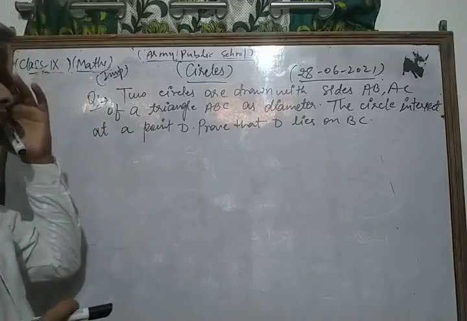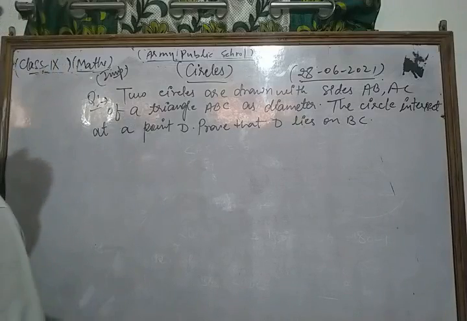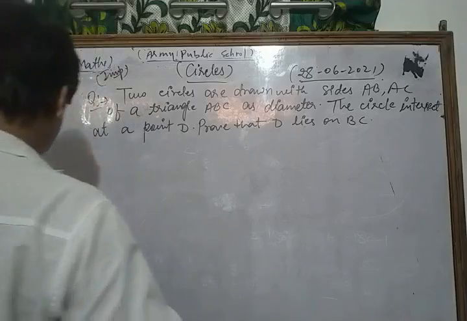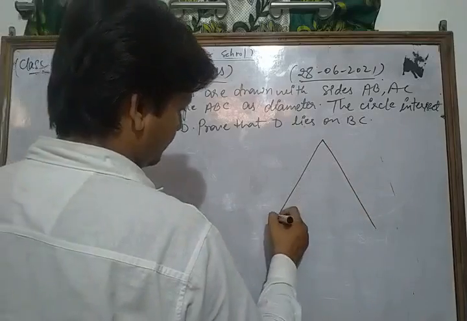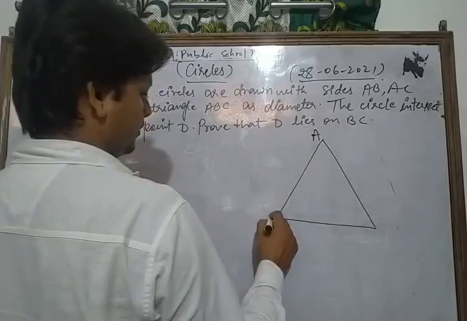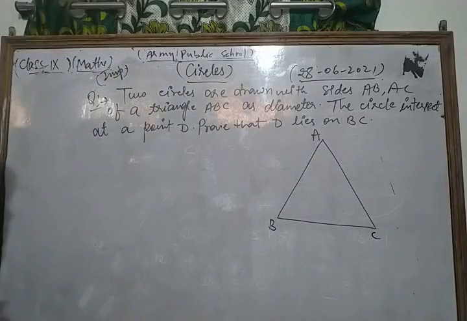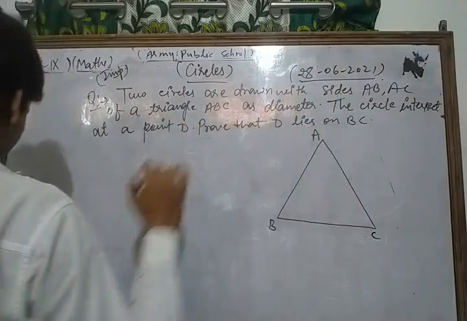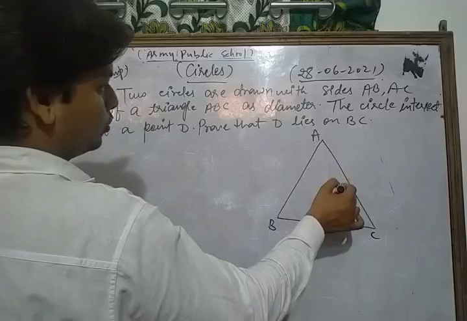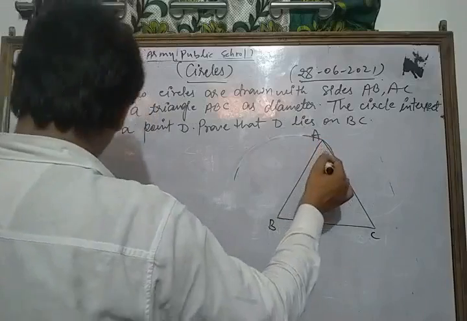So let's see. First of all, we draw the figure of that question according to the question. We have to prove that D lies on BC. So first of all, we draw a triangle ABC. Now, what do I do? Now, we draw two circles with the sides as diameters. With AB as a diameter, we draw a circle in this way.